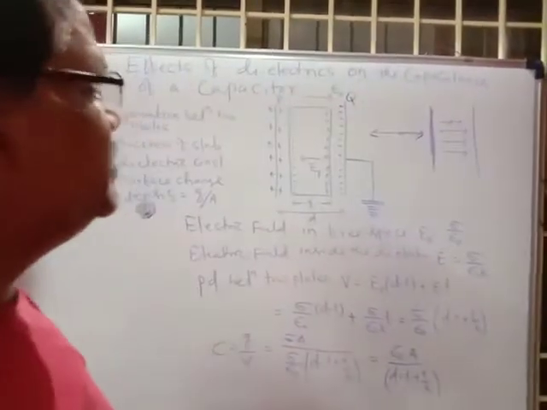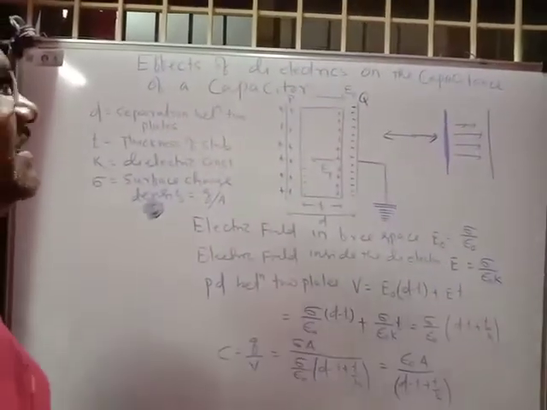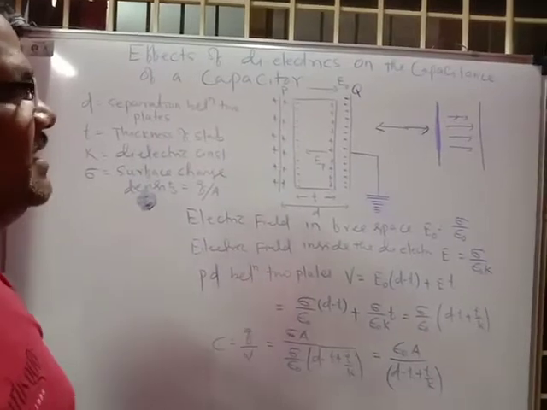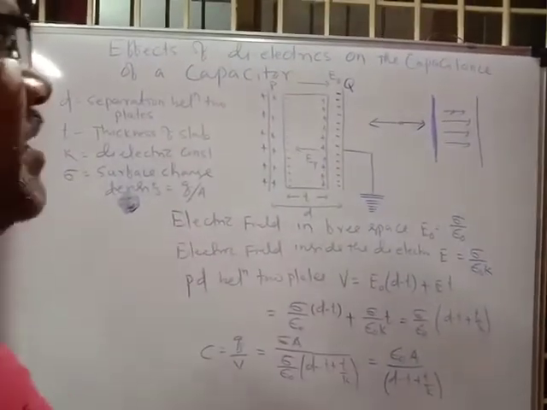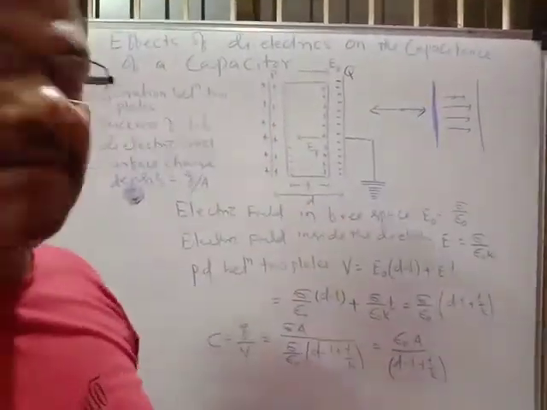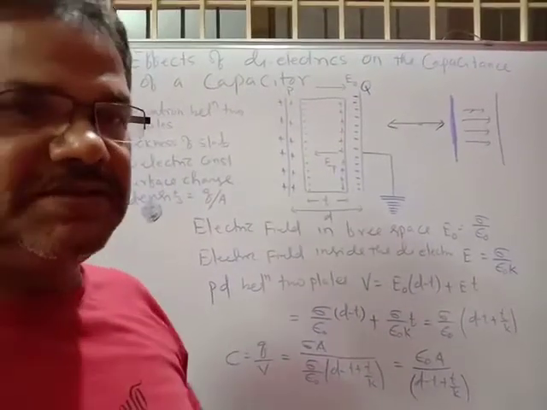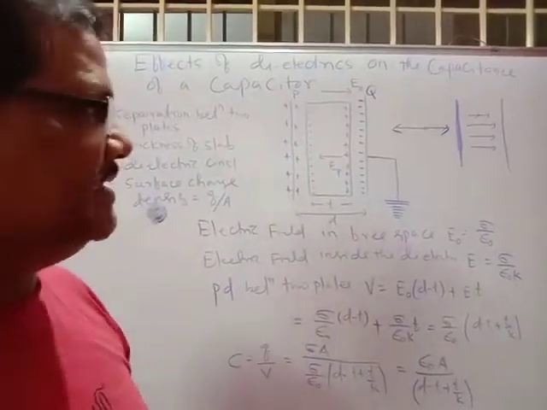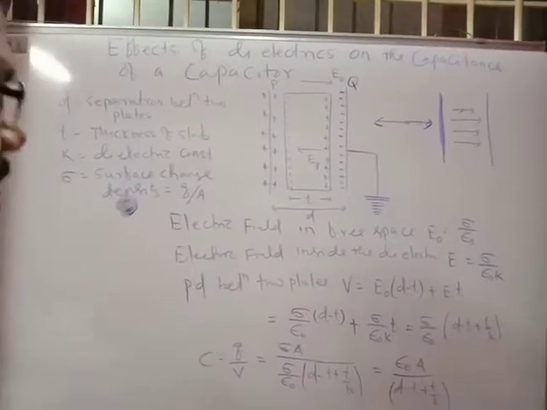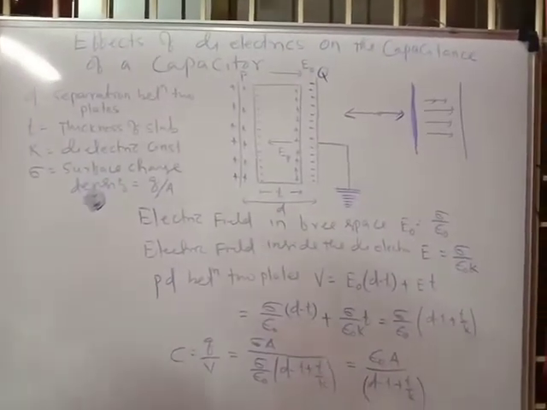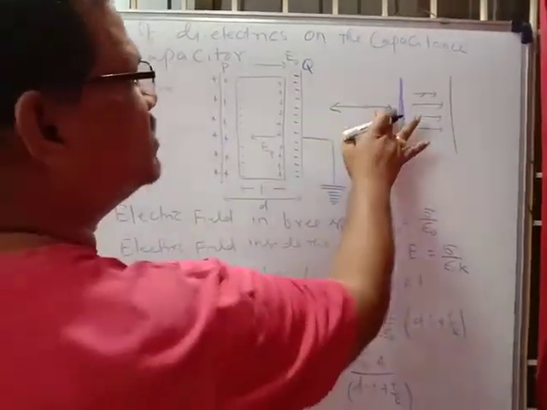In this video we have to discuss the effects of dielectrics on the capacitance of a capacitor. In the last video we already discussed the capacity of a parallel plate capacitor, with no medium in between the two plates of the capacitor. One thing on the last video I would like to add some more things here.